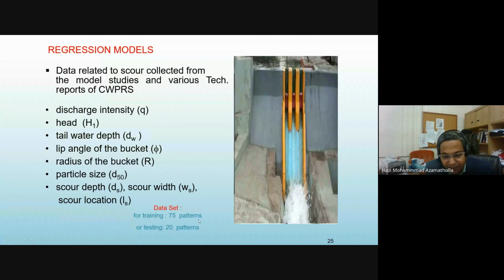Here I use discharge intensity and head, tailwater depth, lip angle of the bucket, radius of the bucket, then particles. This is very important. Then my outputs are length, scour, depth. So you are all aware why disaster means risk. Risk means 1 minus probability, meaning probability of failure.